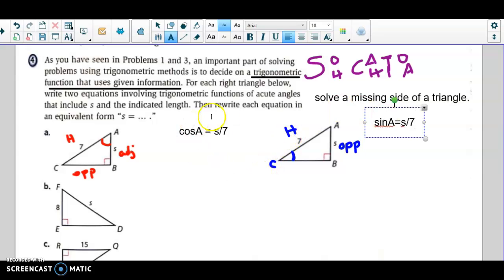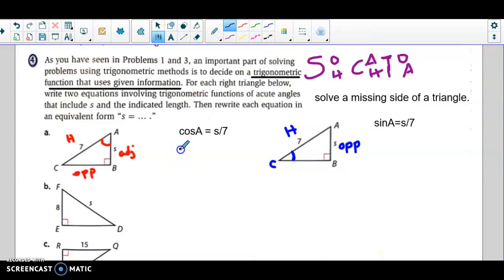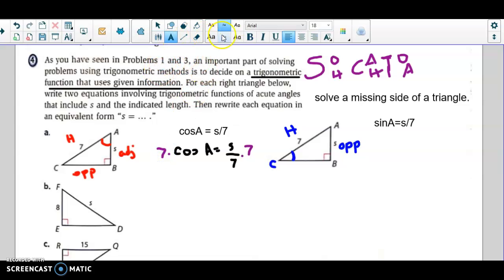Okay? Now for both of these, we want to solve them for the missing side. So I think the easiest way to do that is just to visualize what this might look like. So cosine A is equal to S over 7. To solve that, you want to undo that divide by 7, so you want to multiply by 7. So for this problem, the way to write your answer, you use multiplication: 7 cosine A equals S. That's your answer.